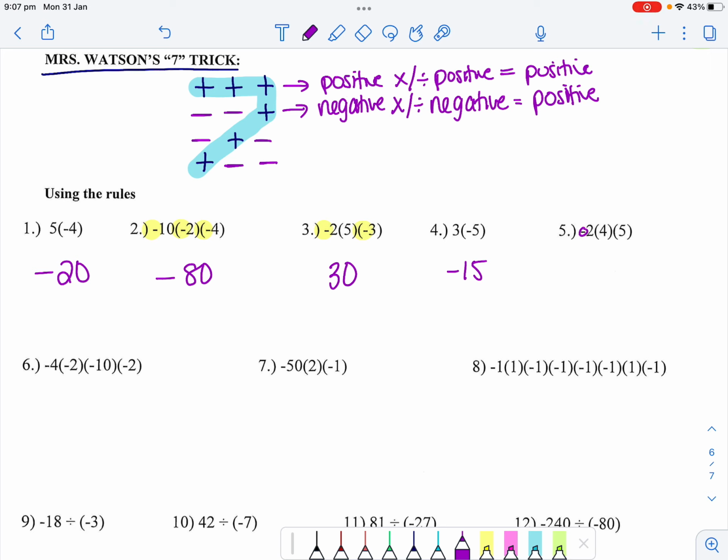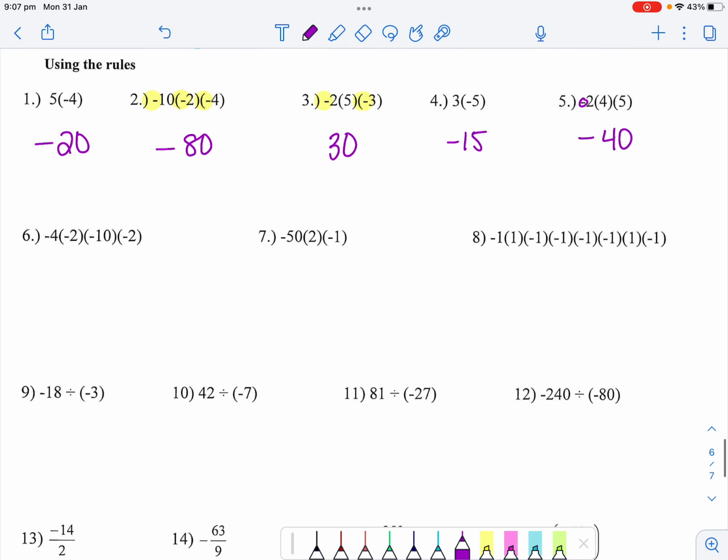Positive times a negative is going to be a negative 15. A single negative means that my answer is going to come out negative. 2 times 4 is 8. Times 5 is negative 40. 4 negative signs means my answer is going to come out positive. 4 times 2 is 8. 8 times 10 is 80. 80 times 2 is 160. Here I've got 2 negatives, so it's going to come out positive. 50 times 2 is 100. Here I've got 1, 2, 3, 4, 5, 6 negatives, so my answer is going to come out positive, and all of those ones being multiplied are going to be a 1.